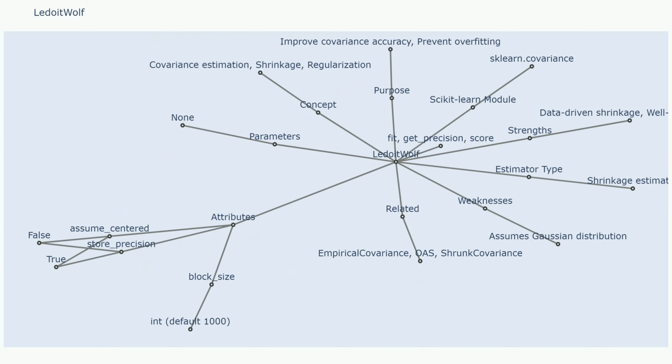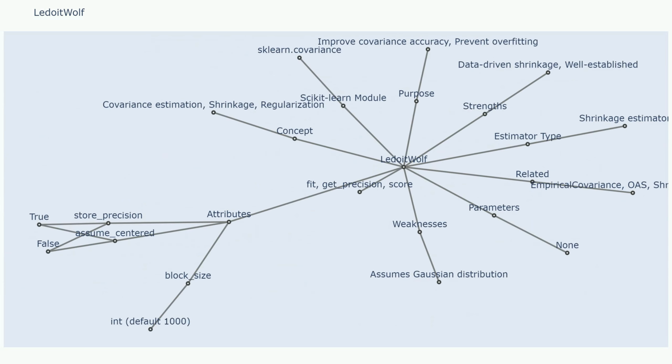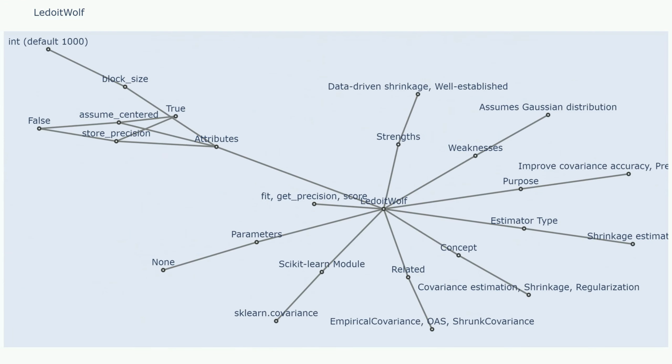fitted to data. These attributes include covariance, the estimated covariance matrix; precision, the estimated precision matrix, the inverse of the covariance matrix, if store_precision is set to true; shrinkage, the estimated shrinkage parameter; location, the estimated location of the data, the mean of the data, if assume_centered is set to false; n_samples, the number of samples used to compute the estimator. Parameters: name, assume_centered; description, if true, data will not be centered before computation.